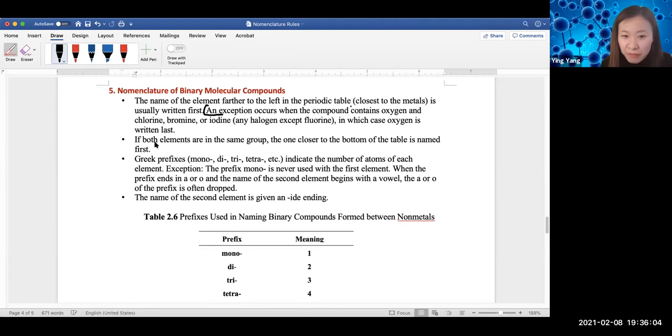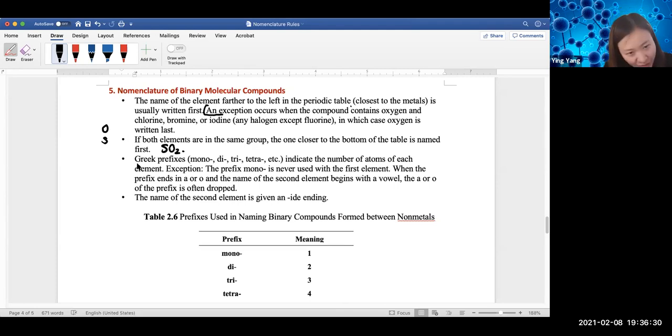Second rule: if both elements are in the same group, the one closer to the bottom of the table is named first. So when you have this compound, we write sulfur first. We don't write oxygen first because sulfur is further down toward the bottom of the table, and these two are in the same group, right? Oxygen, and sulfur is right below it.